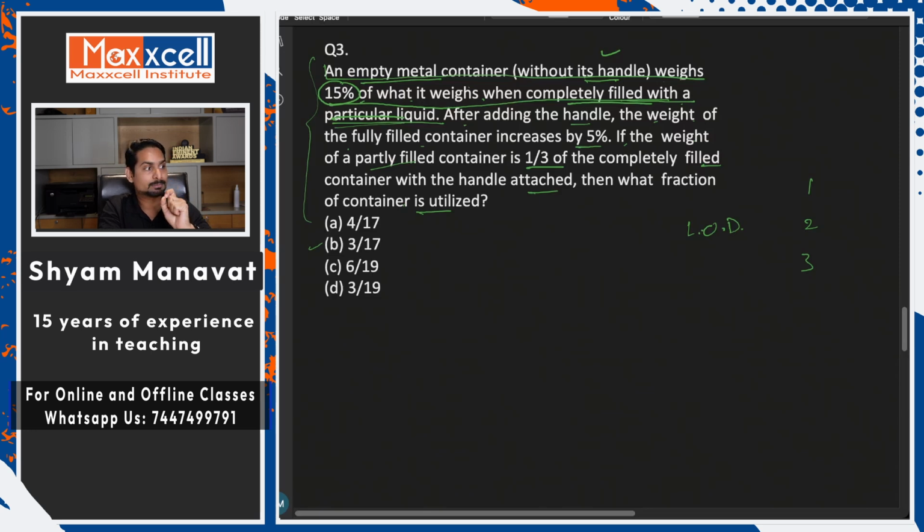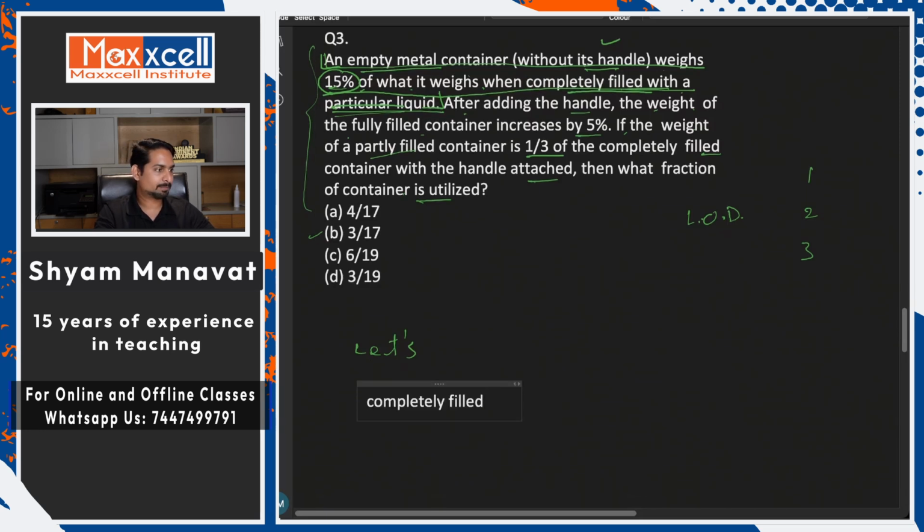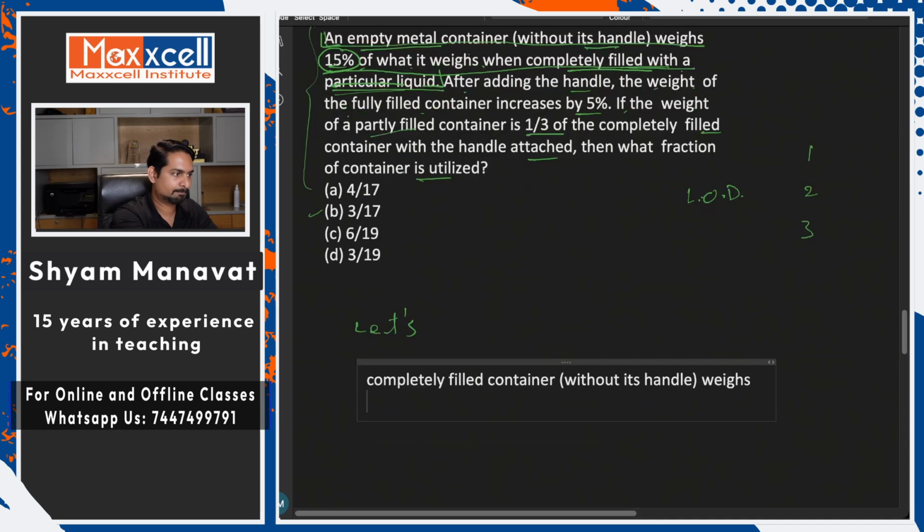Now which term to assume as a number, you will understand by looking at the first sentence. 15% is part of the completely filled container. So let's assume the completely filled container without handle weighs 100. Okay, let's assume this.